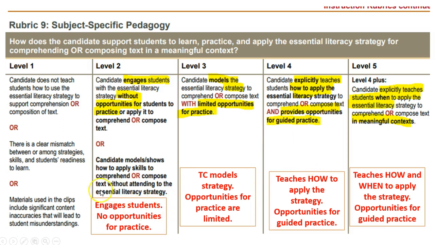If your students aren't engaged and you have no opportunities for practice, you can't even get a level 3. To get a level 5, you need to do 4. Teach how to use the strategies and have opportunities for guided practice. To get a 4, not only do you teach how, but you teach when to apply the strategy.